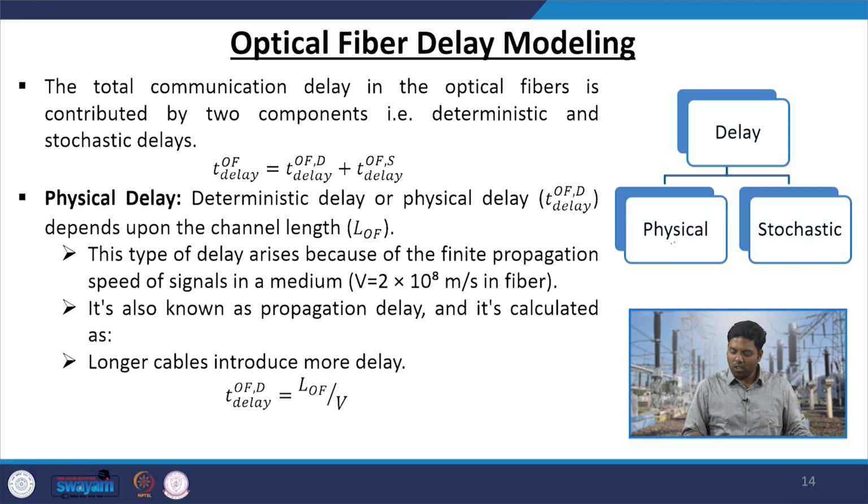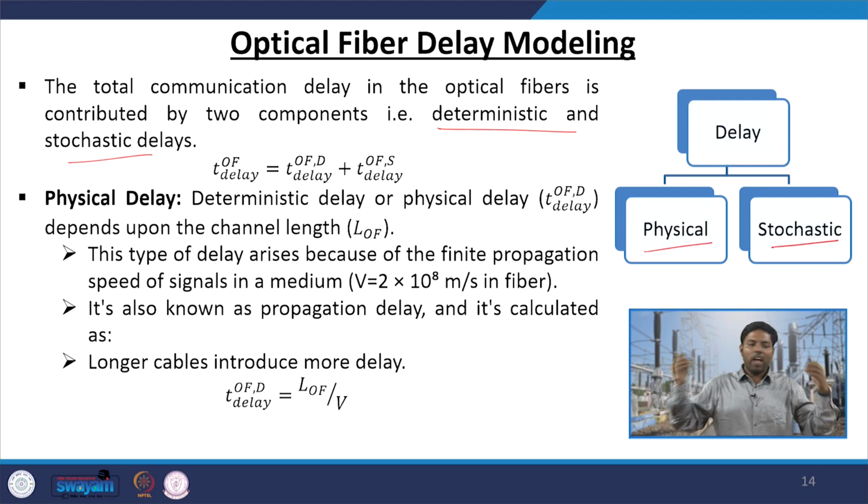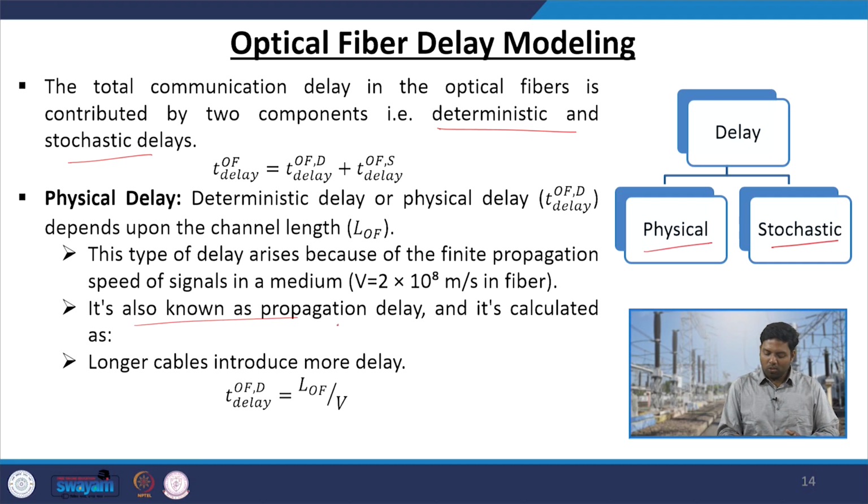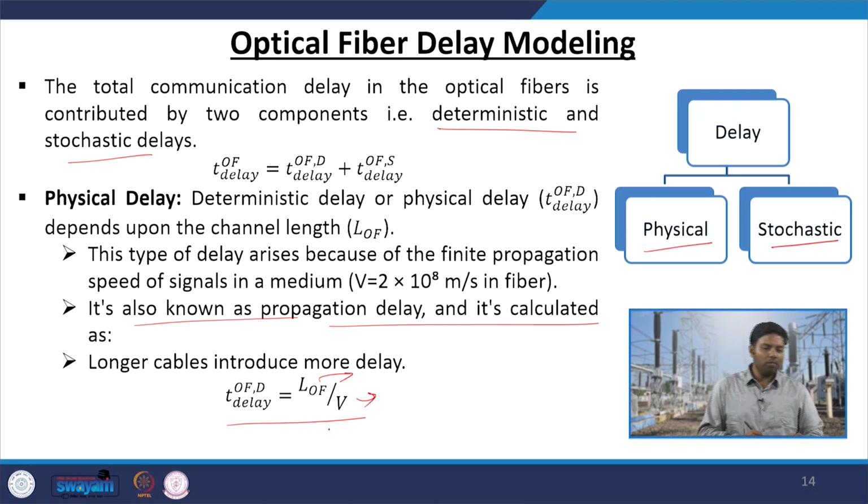So, optical fiber delay is also physical and stochastic. The physical delay is a deterministic delay for optical fiber, because it depends upon the length of the communication line or the optical fiber and the speed of the communication wave in that medium. Generally in optical fiber the speed of the wave is the speed of light. It is also known as the propagation delay and it is calculated by this. This is the length of the communication medium and this is the speed of light, 2 into 10 to the power 8 meter per second.